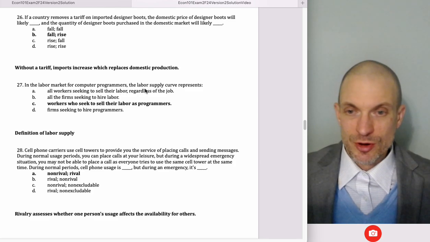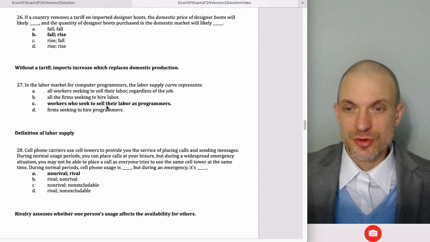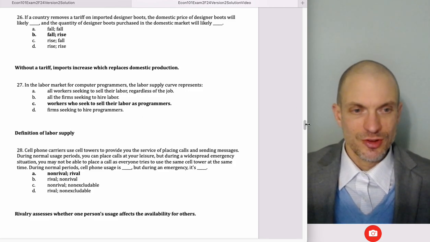In the labor market for computer programmers, the labor supply curve represents workers who want to sell their labor as programmers, which is just the definition of labor supply.